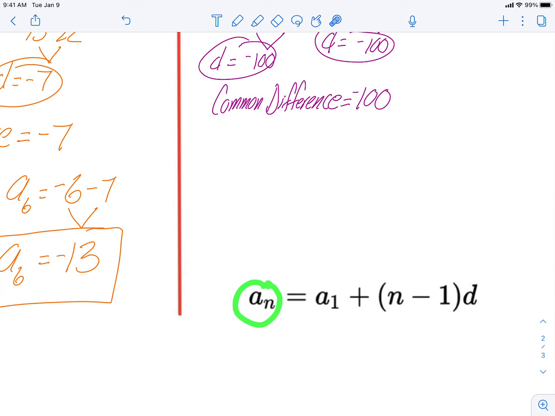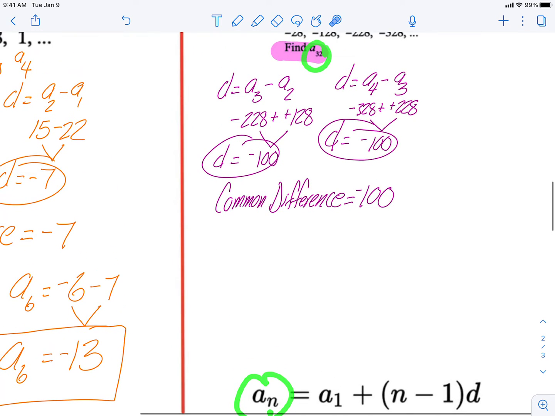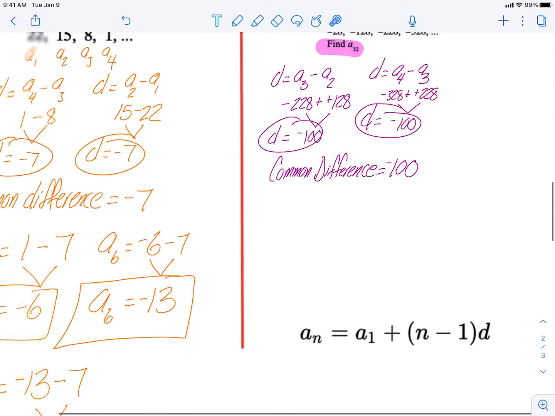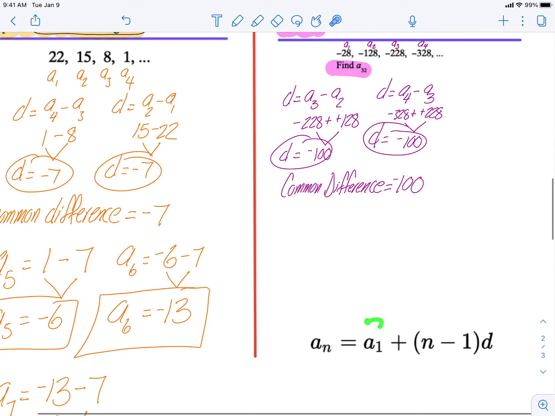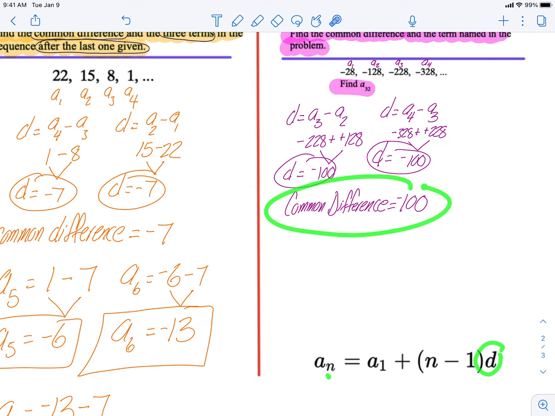A sub n is whatever term I want to find. So this n represents whatever number. A sub n, a sub 32, so n is equal to 32. A sub 1 is the first term, which we have, right? n is whatever this little number is. And d is the common difference. So let's check it out.